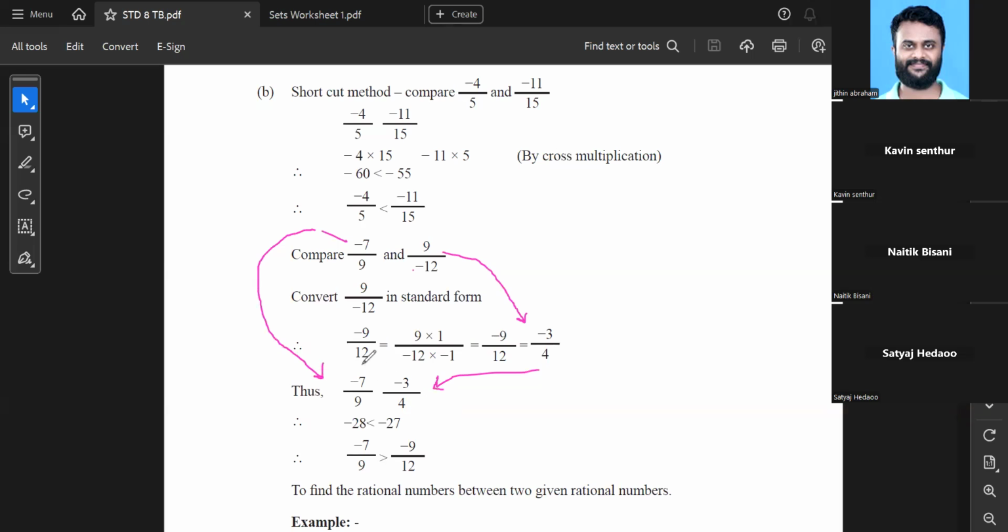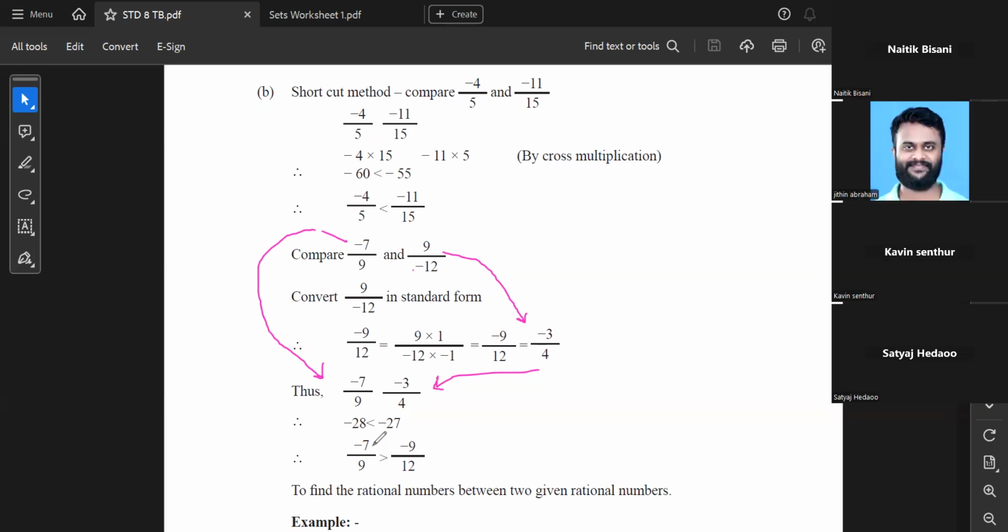Then you can cross multiply. 7 multiplied by 4 is minus 28. 9 multiplied by minus 3 is minus 27. Out of them, the second number is greater than the first number. Therefore, minus 9 by 12 is greater than minus 7 by 9. So this is how you compare, like which fraction is greater and which is smaller.